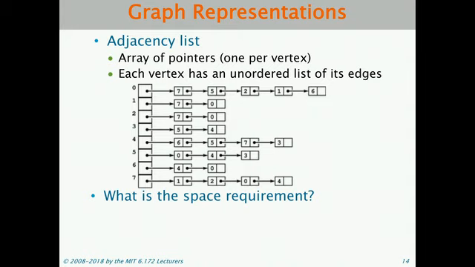Yeah, so it's going to be order n plus m. This is because we have n pointers, and the sum of the number of entries across all of the linked lists is just equal to the number of edges in the graph, which is m.